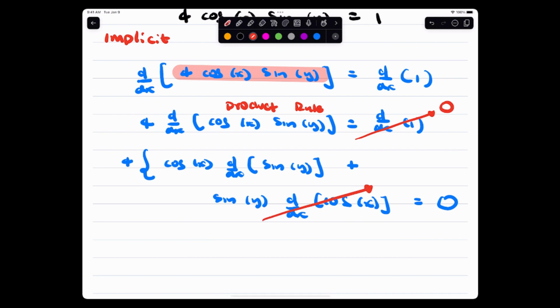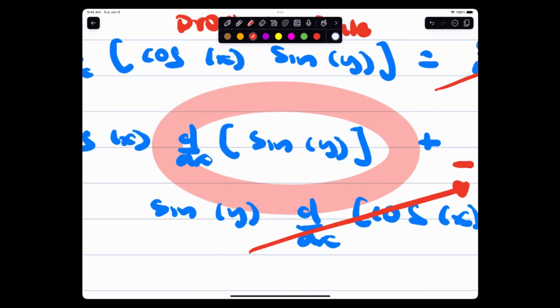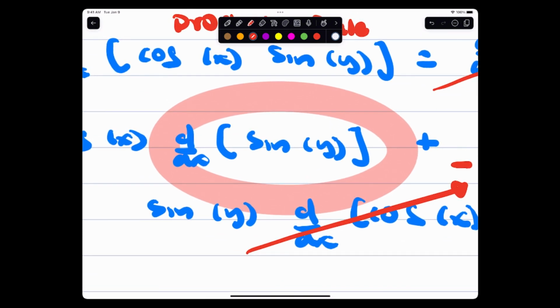What's the derivative of cosine? Negative sine. Is that true? Yep. And then, to remind you guys over here, this is where you're going to need to use what again? The derivative here is with respect to x, and you've got sine of y. Remember what do we assume about y? Y is a function of x. So you're going to have to use chain rule. For what function? For sine.